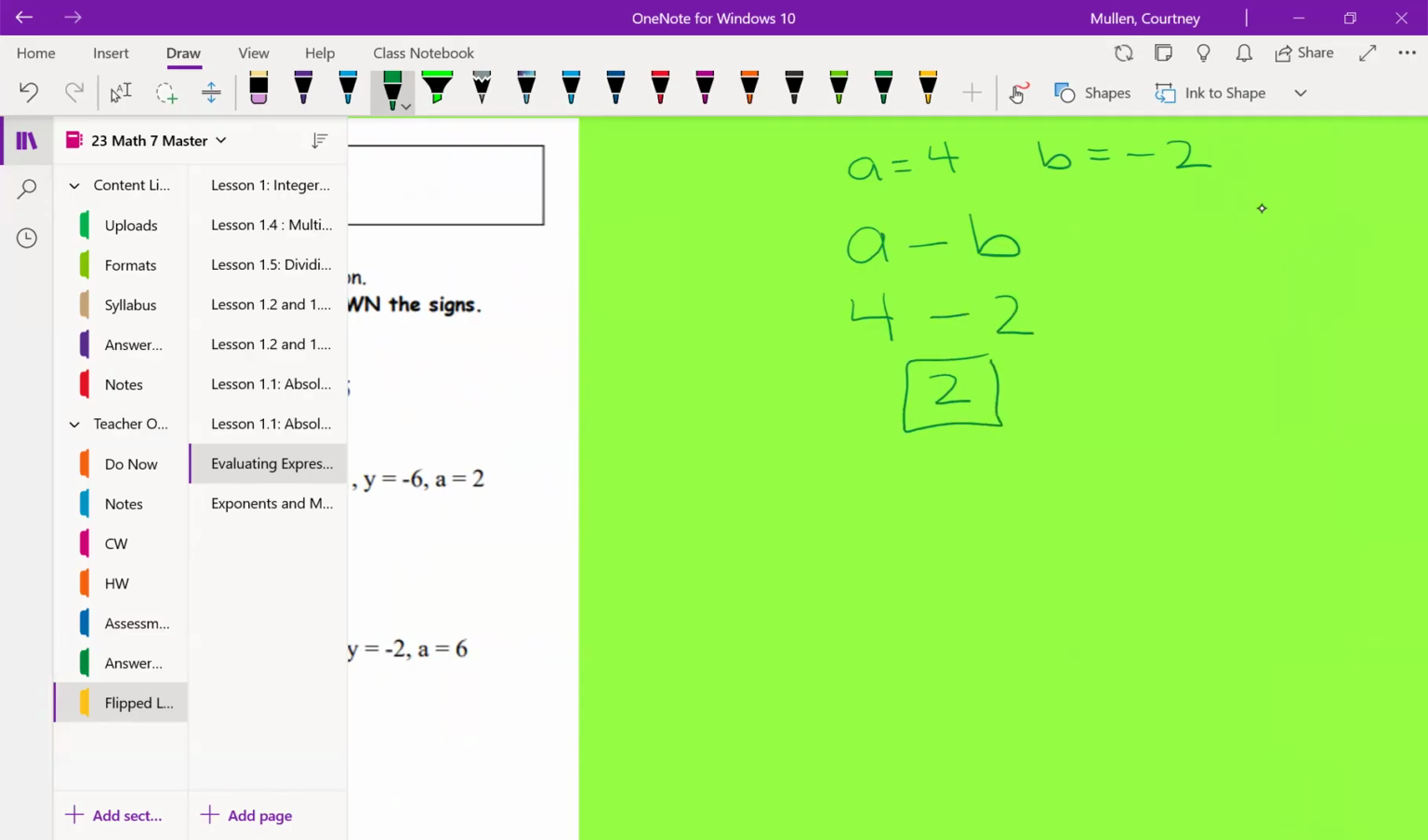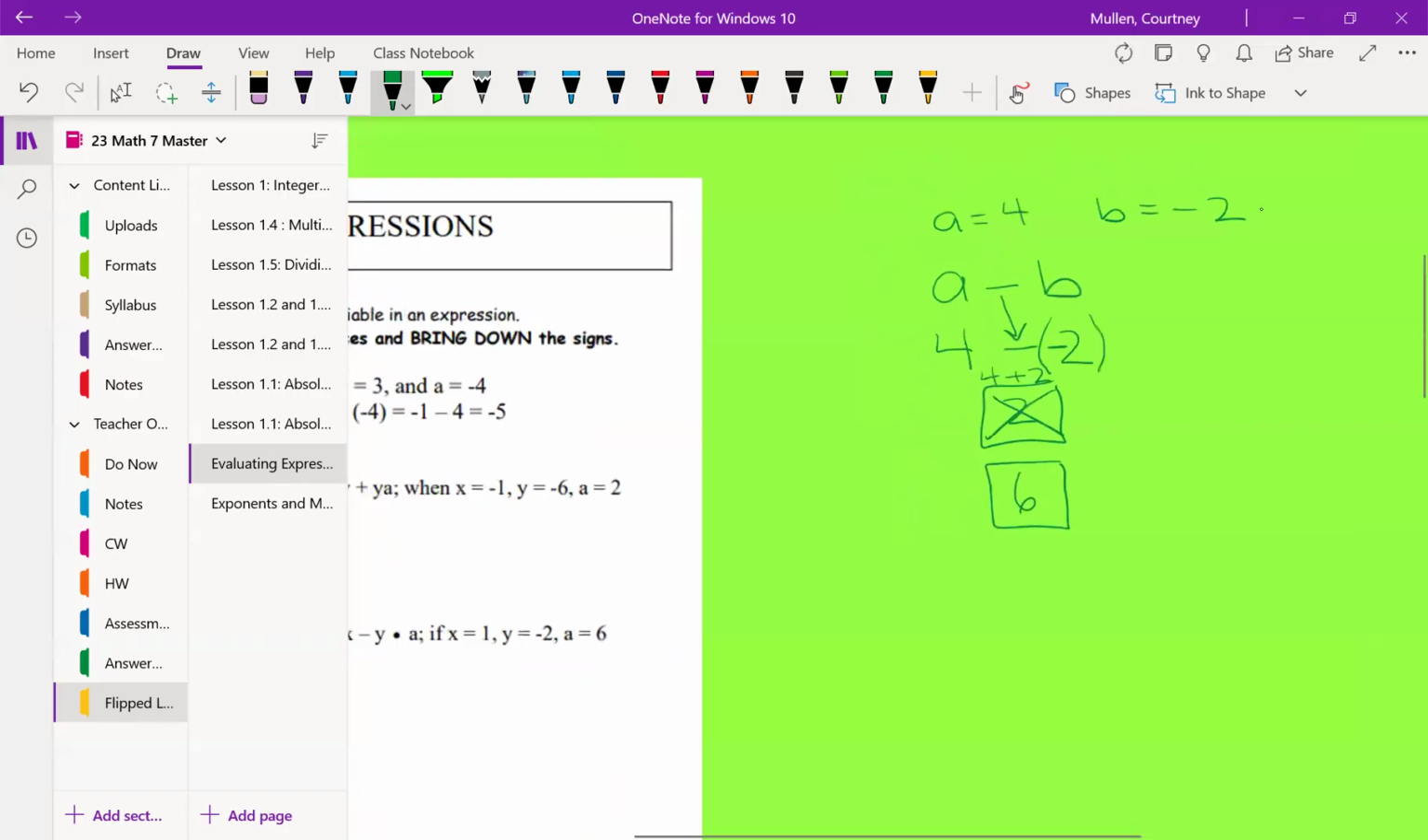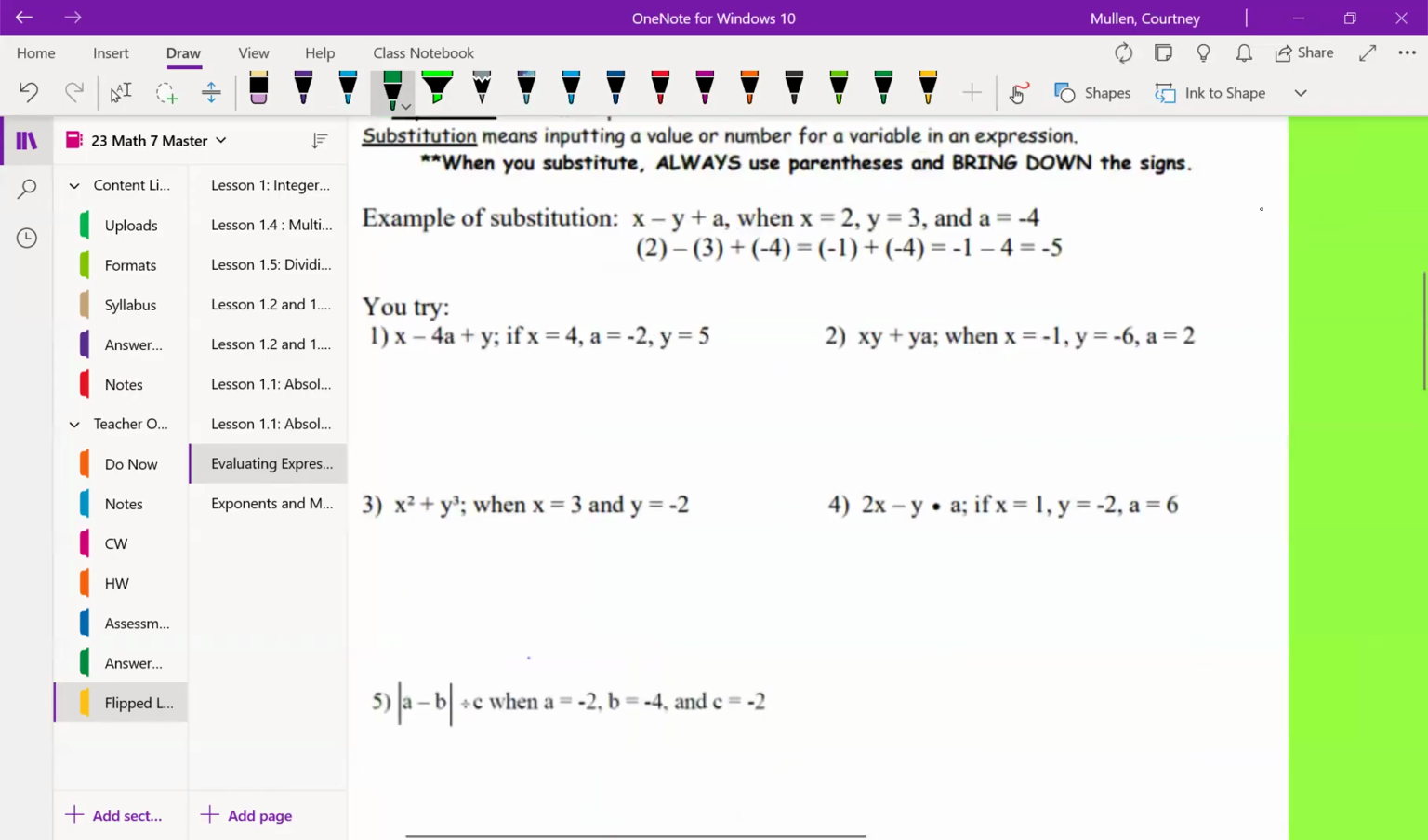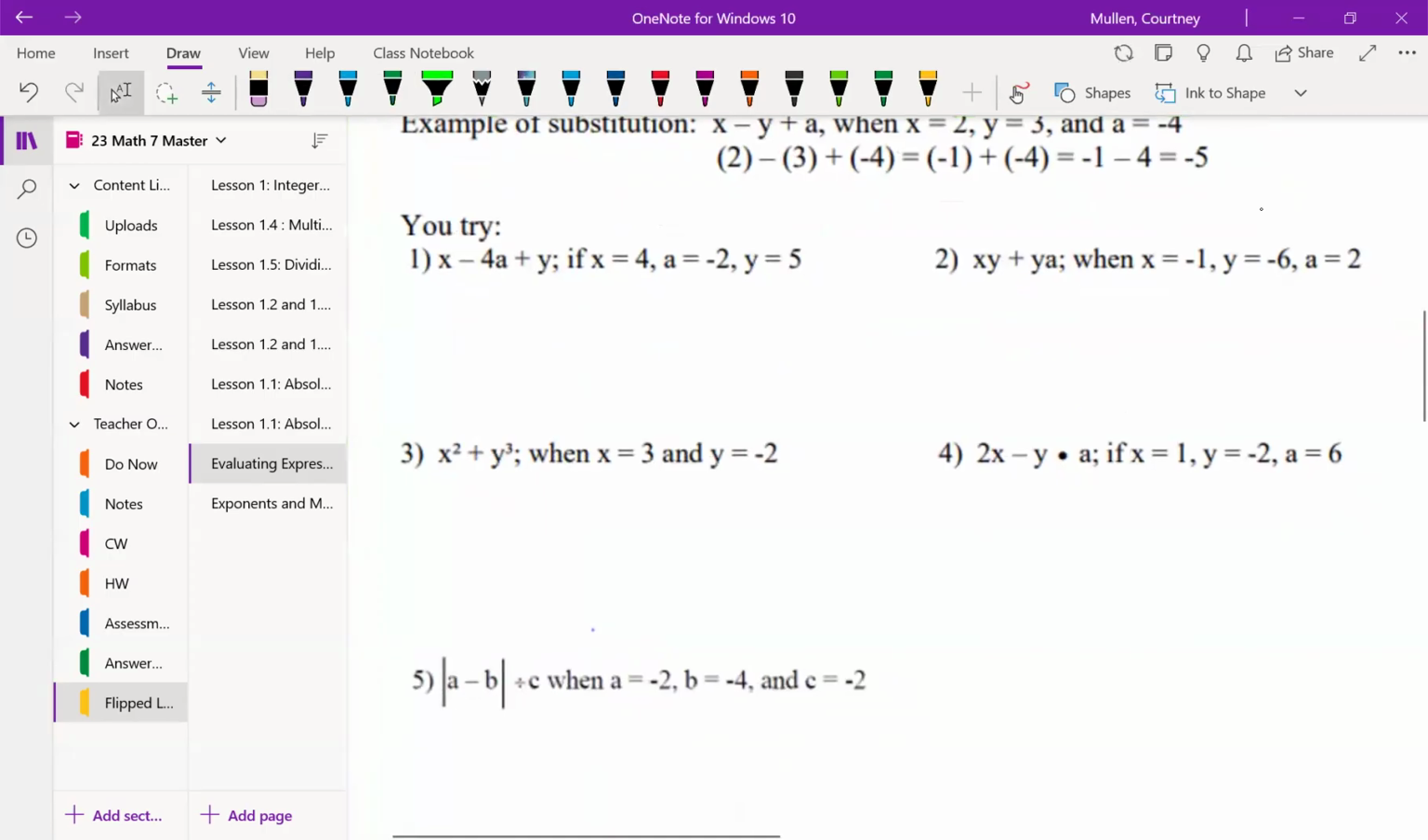Hence the reason for the parentheses. This negative sign is the same, but B is -2. So really, we are creating a double sign expression. So then our expression should say 4 plus 2, and so then our correct answer will be 6. If you use parentheses, you're going to avoid a lot of those pitfalls for substituting and simplifying expressions. So we're going to do a couple together, and then you're going to try a couple on your own.